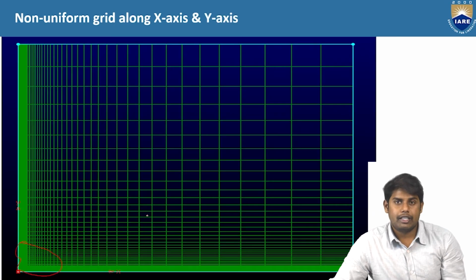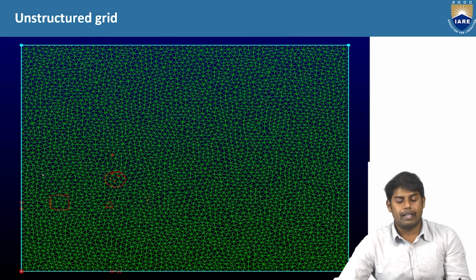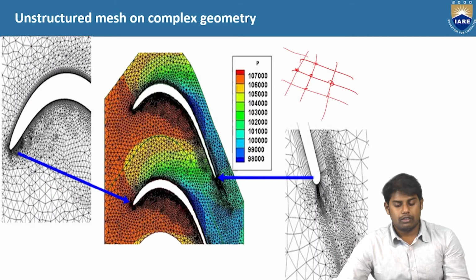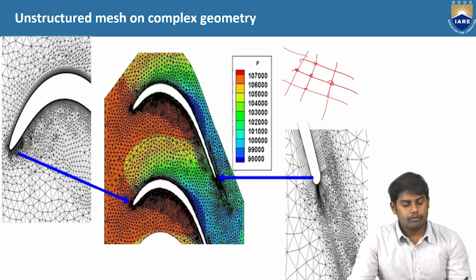So if you compare the unstructured and structured mesh, the number of elements or grid points will be much higher compared to the structured mesh. And we had seen the applications of coarse and finer mesh.